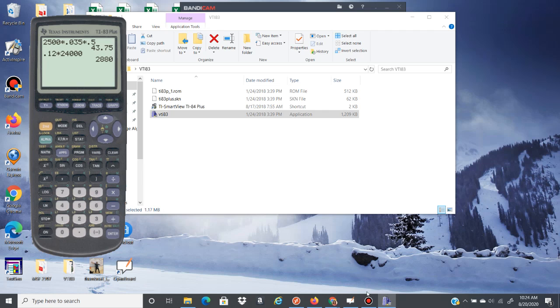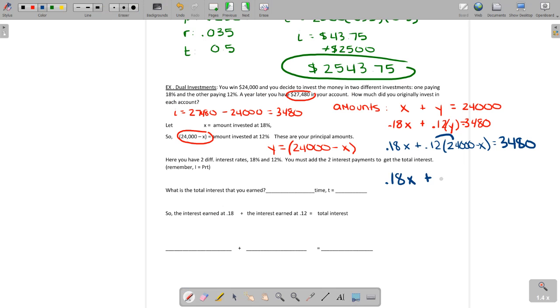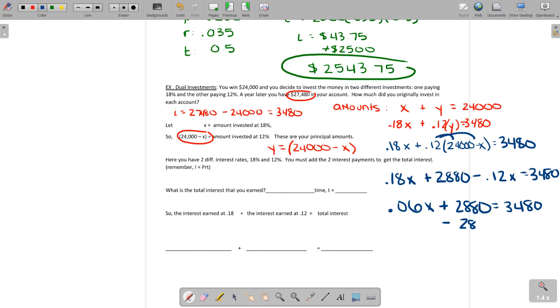That was 2880. And then minus 0.12x equals 3480. All right, so we'll want to combine like terms. 0.18x minus 0.12x, that's going to give us 0.06x. And we'll bring this down. Okay, then we'll subtract the 2880.